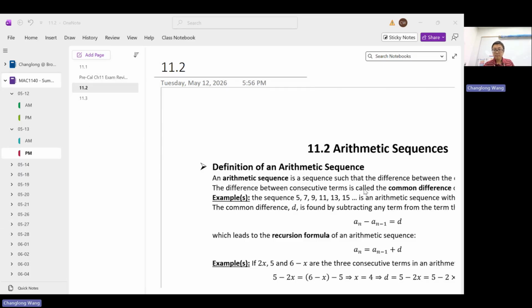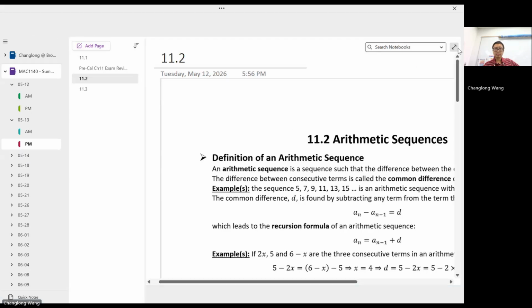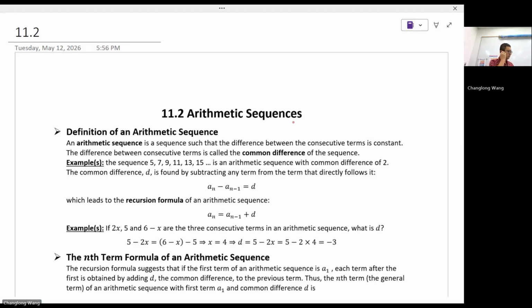Testing, testing. All right, guys, let's get started. All right, so 11.2, that will be on the quiz tomorrow.